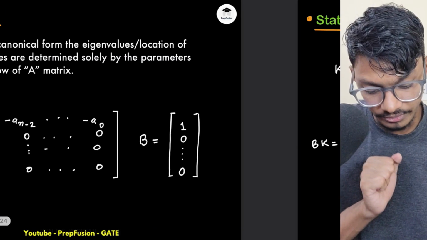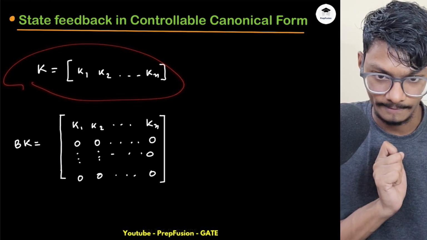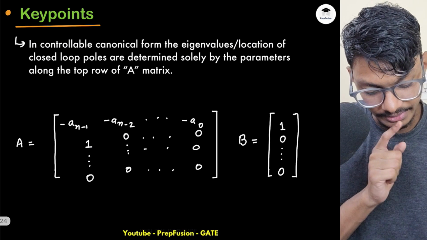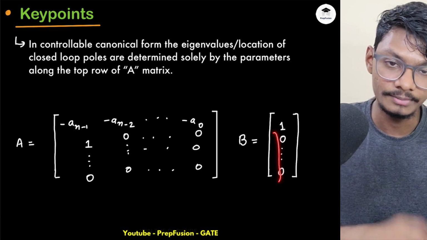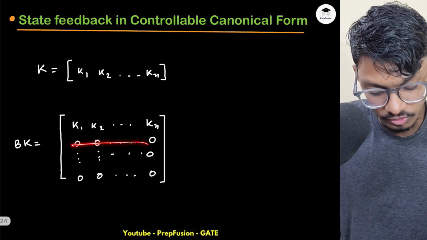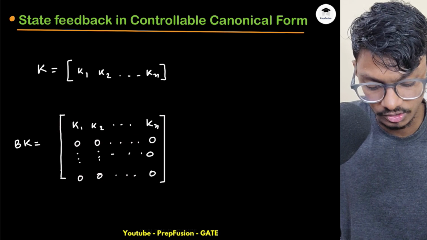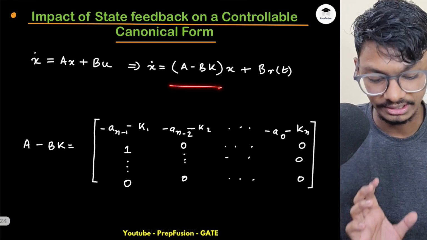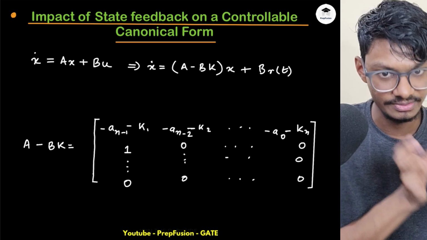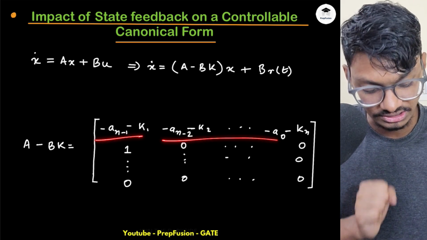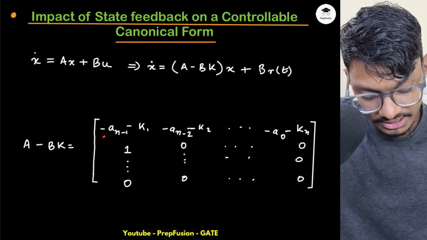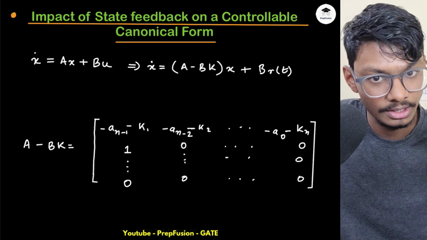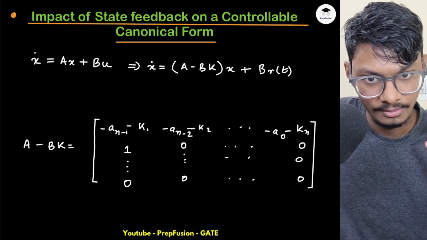If I have a state feedback matrix of order n, then B K will be what here? The first element of B is only 1 and all the other elements are 0. So all of this will be zeros, and just the first row will be k1, k2, up to kn, since 1 is multiplied to the whole row. Now if I give a state feedback and do A minus BK, the elements in the first row will be minus a n minus 1 minus k1, minus a n minus 2 minus k2, and so on. All the elements will just be subtracted by the corresponding state feedback matrix elements.